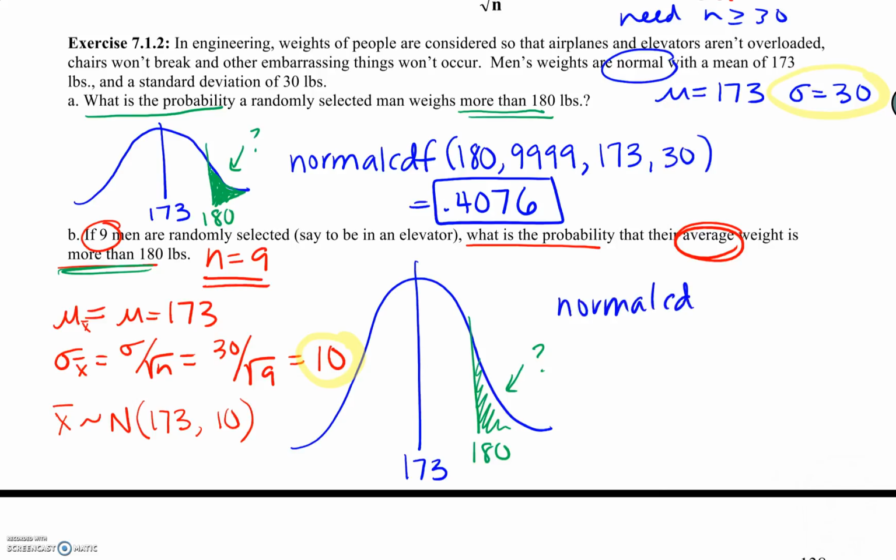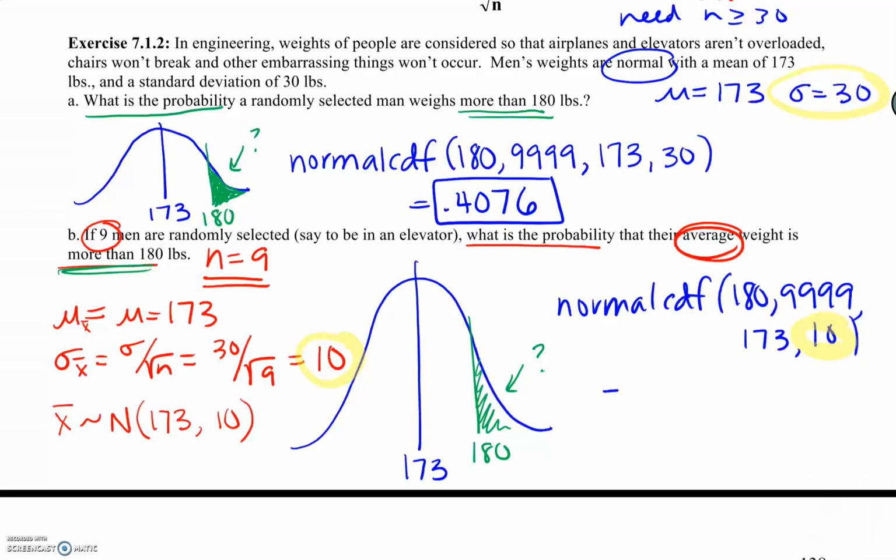Everything stays the same in this normal CDF, right? We're still 180, still a ton of 9s. Our mean is still 173. The only thing that changes here is that standard deviation. And that is a very common mistake on that next exam, is to forget to change that standard deviation. So if we calculate that, we can see how that changes my probability.